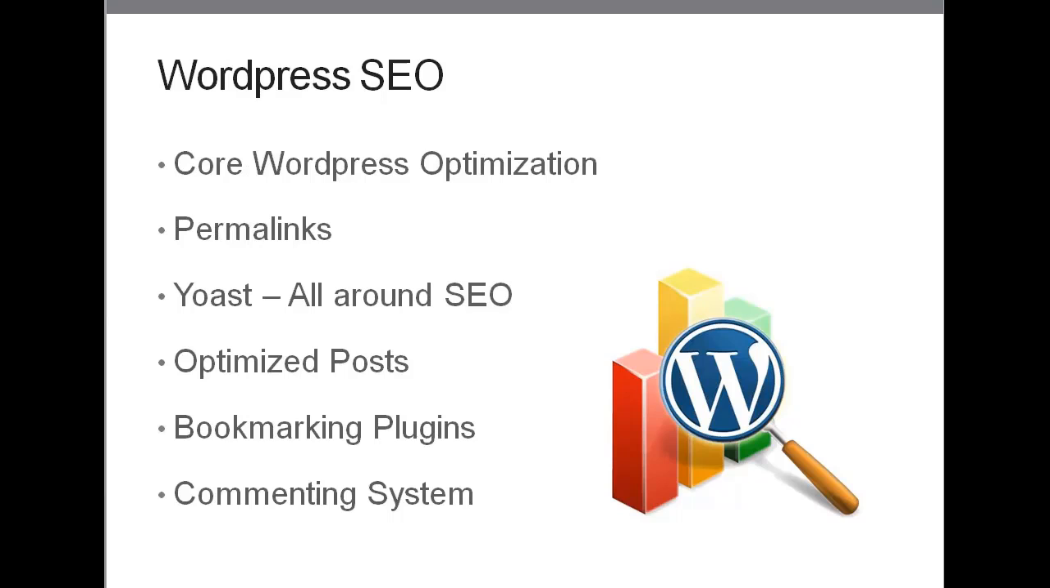And of course, we have WordPress based SEO. We'll look at the core WordPress system and how we can optimize that. We'll use permalinks, which are basically search engine friendly URLs. We'll use the Yoast plugin, which gives us all around SEO. Pretty much any aspect of SEO, you can find that functionality in Yoast.